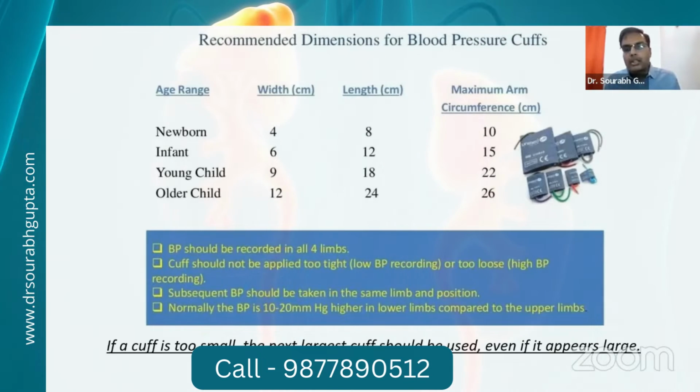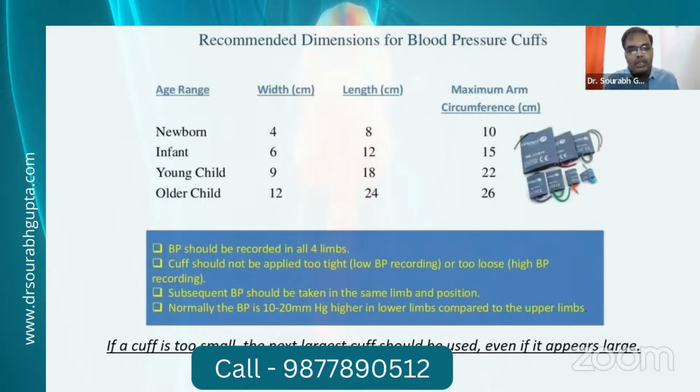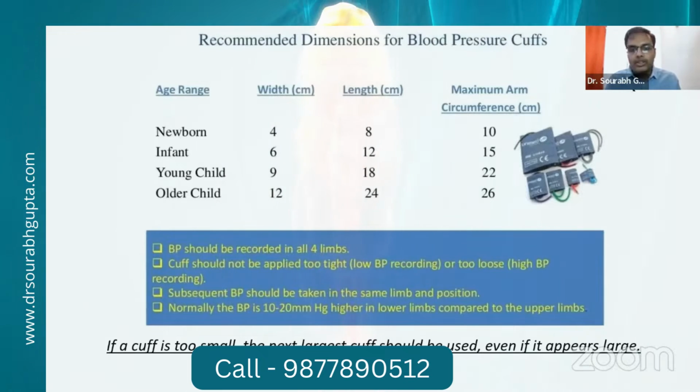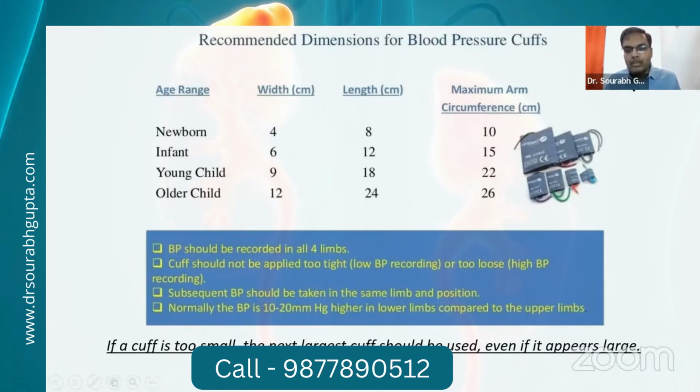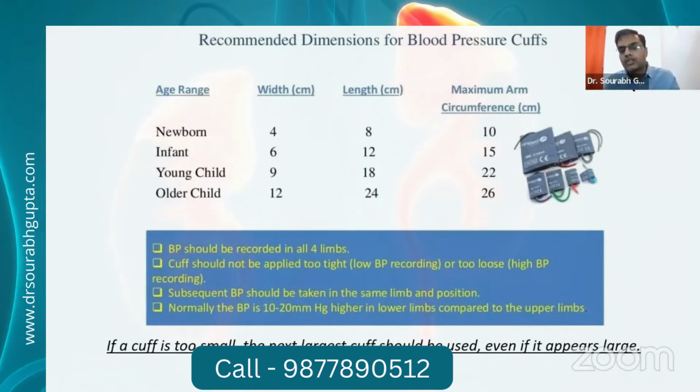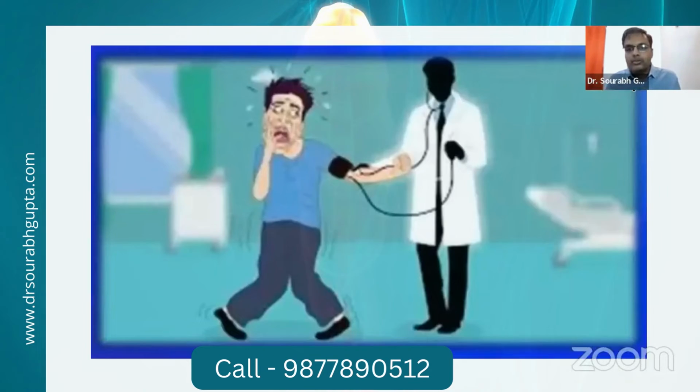Normally, the lower limb has relatively higher blood pressure because of peripheral amplification. It is important that if the cuff is too small, you try to use the next largest cuff, even if it appears large. The reason is that a small cuff will give a very high abnormal value in comparison to a large cuff giving a slightly lower value.